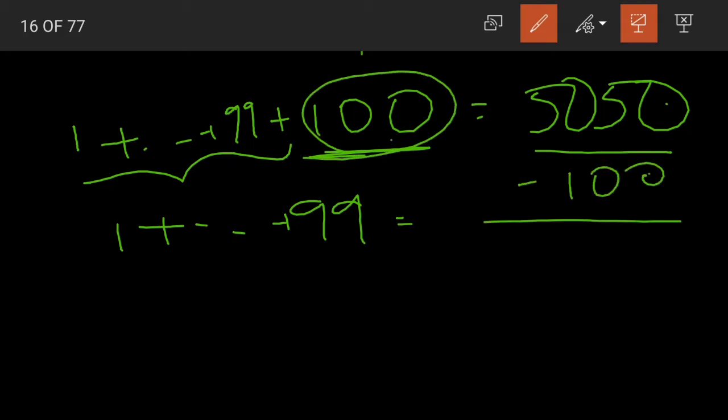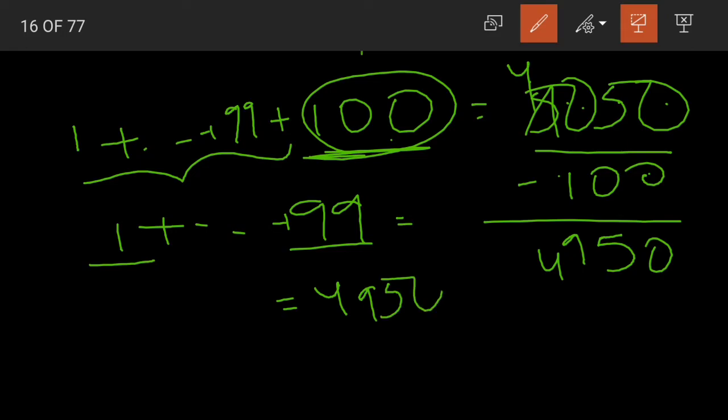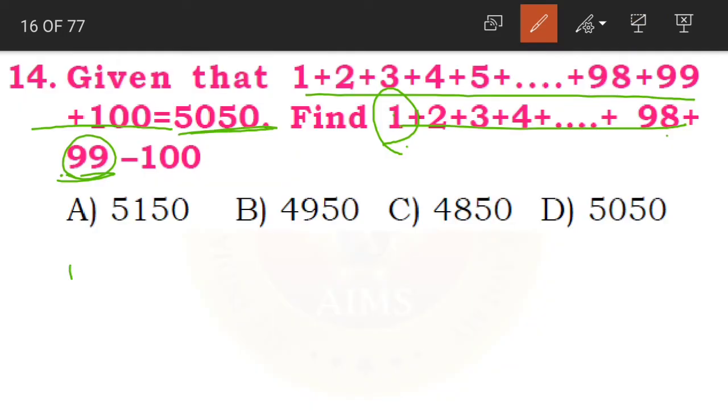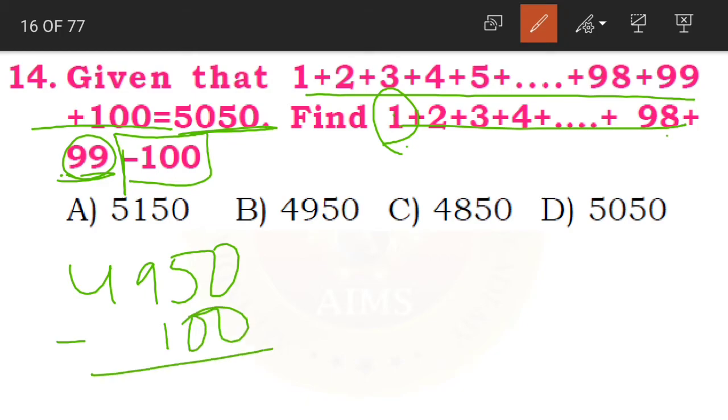5050 minus 100. 0 minus 0, 0. 5 minus 0, 5. Now 0 minus 1 is not possible, so we'll borrow. 10 minus 1, 9. 4 as it is. So the sum of numbers from 1 till 99 is what, children? 4950. Yes, what is this sum? 4950. Now from the sum again what should we do? We should subtract 100. Now 0 minus 0, 0, 5 minus 0, 5, 9 minus 1, 8 and 4.